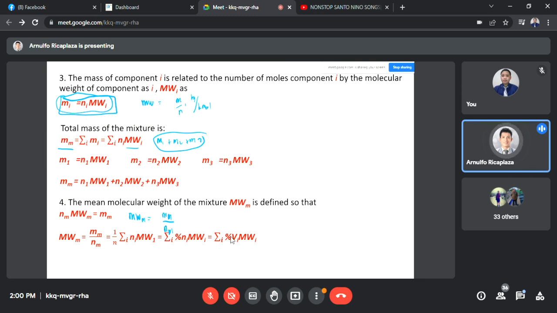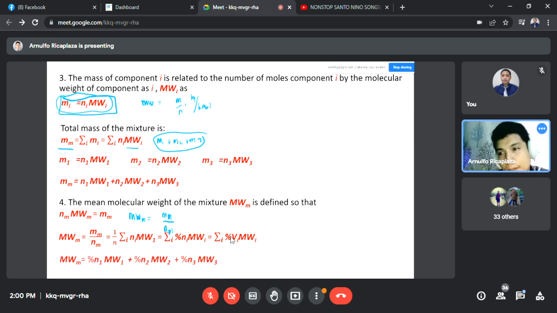If you look at the formula for finding the molecular weight of the mixture, it is the summation of the percent N times the molecular weight. So to get the molecular weight, you take the percent N of gas 1 times the molecular weight of gas 1, plus the percent N of gas 2 times the molecular weight of gas 2, plus the percent N3 times the molecular weight of 3. As you can see here, this is percent volume, because the percent N is equivalent to the percent volume. Right?